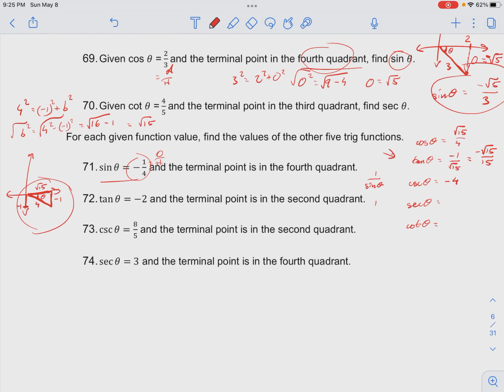Then secant theta is equal to 1 over cosine of theta. So it's the reciprocal of cosine theta, which will be 4 over square root of 15. And rationalizing that, that'll be 4 times square root of 15/15.